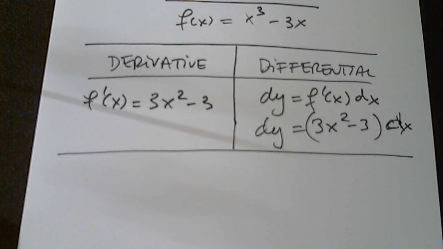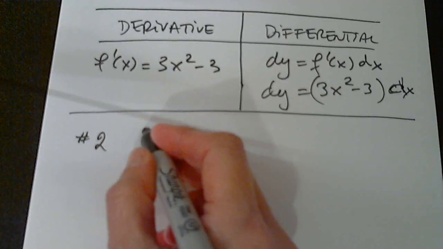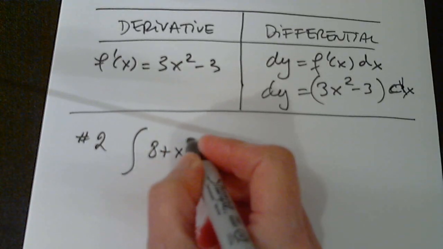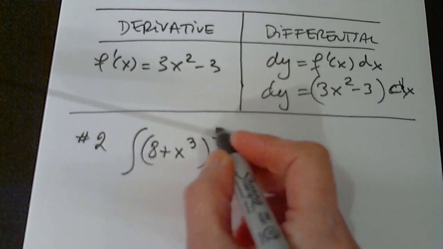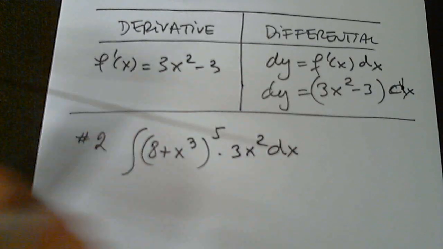I am going to start with an example, and then we'll discuss the example, and then you can choose anything you want after that. I'll choose the first one. I'm going to choose problem 2 on page 434. We have the integral of (8 plus x cubed) to the 5th power times 3x squared dx.